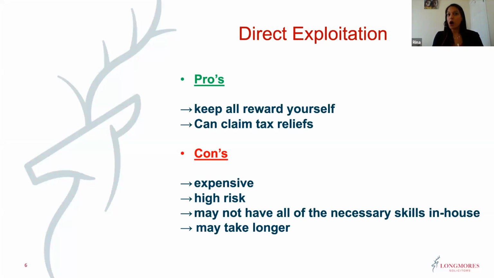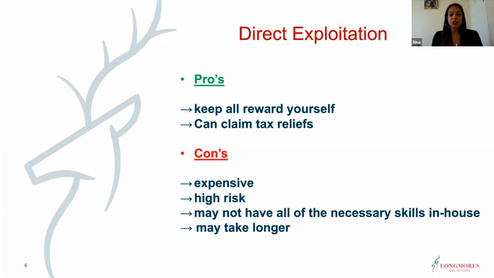This option has got the highest risk, but it also reaps the highest reward, because essentially you get to keep the profits once you've deducted all expenses and operating costs. And also you can claim the associated tax reliefs as well, which can be really generous, especially the research and development side of things. So do look into that if you're going down this route.